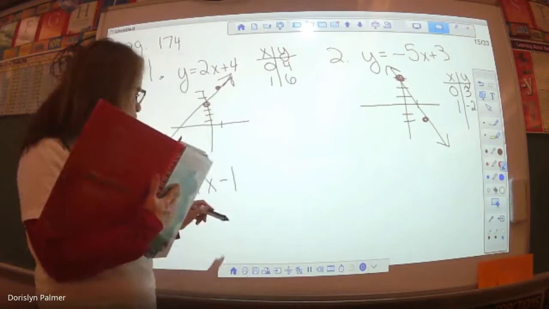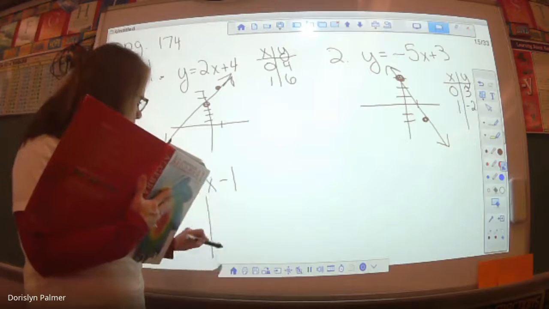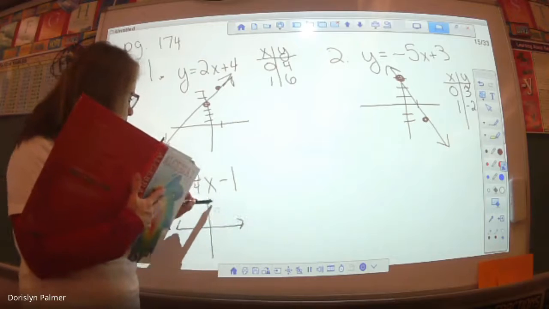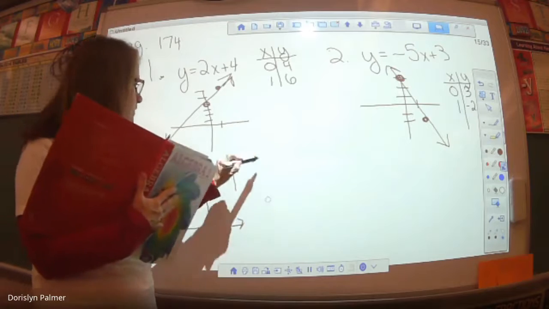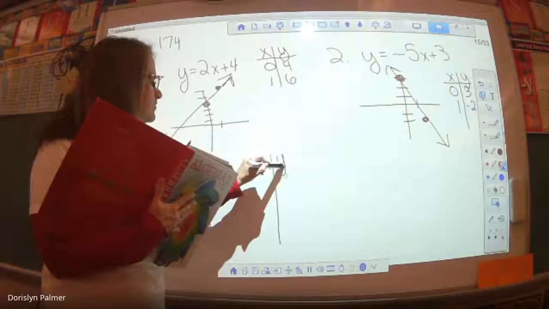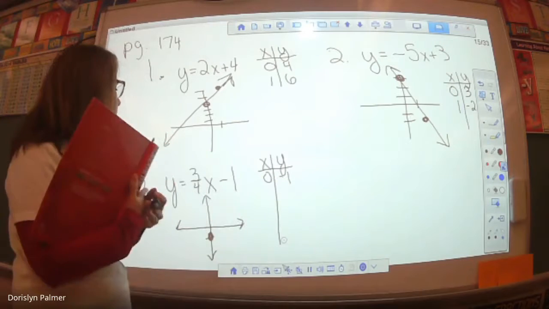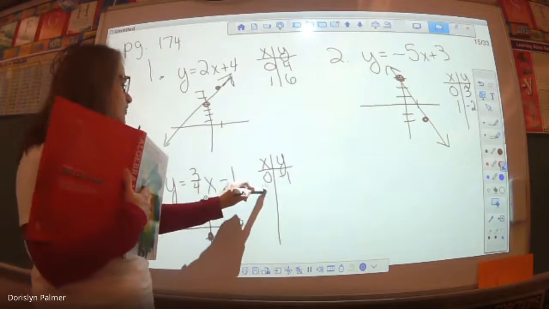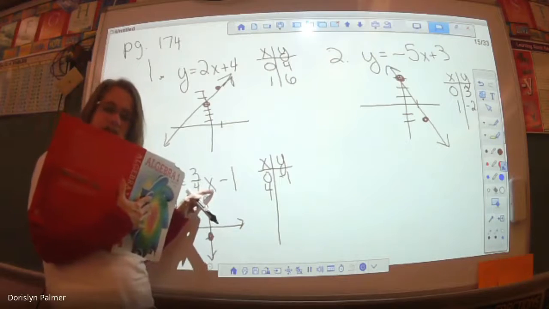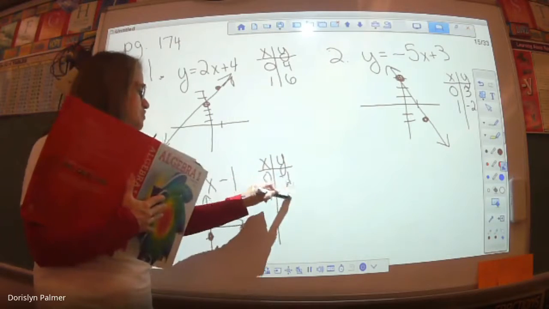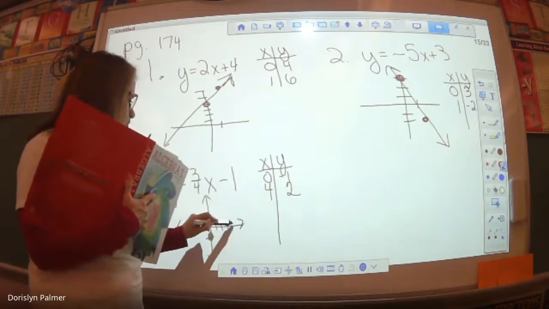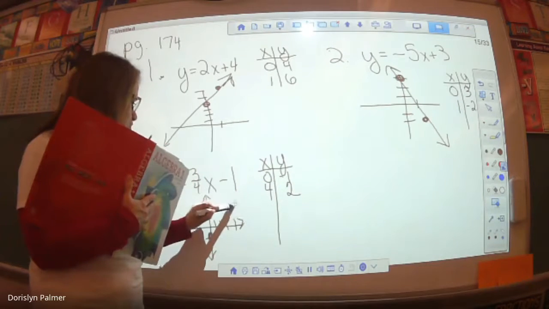Hello. I have to graph this. So I'm going to draw my graph. And the first point I'm going to graph is my -1 on my y-axis. Okay? And now I have to find one more point. So I'm going to pick the point 4 for x. Good, because if I pick 4, I'll get rid of my fraction because the 4s will cancel. So 3/4 times 4 is just 3, and 3 minus 1 is 2. So I'm going to graph the point over 4 up 2.